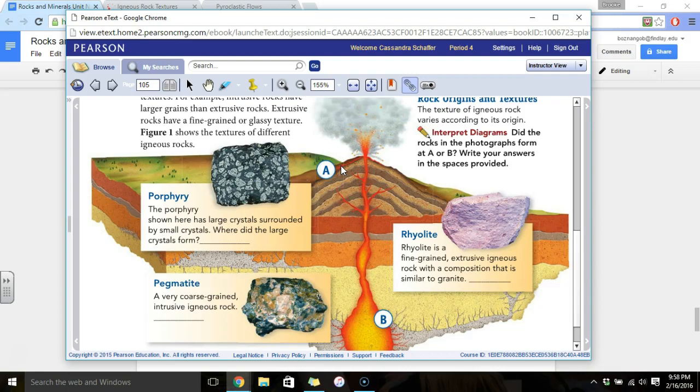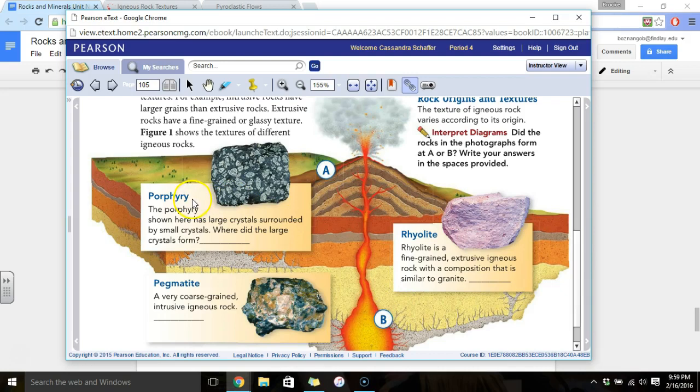So, if rhyolite is a fine-grained, extrusive igneous rock with a composition similar to granite, if we know it's fine-grained but extrusive, that means that it happened outside. So it happened at A, lava. Now if we go down here to pegmatite, a very coarse-grained, intrusive igneous rock, if it's very coarse-grained and it's intrusive, that means it happened inside the earth. So that means it's down here at B.